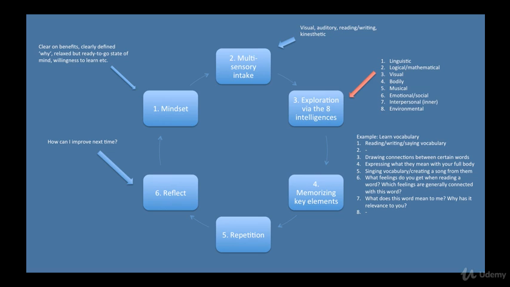You can see that the 8 intelligences are numbered. So 1 is linguistic, 2 is logical, 3 is visual, 4 is bodily, and I did the same thing down there at the example. So number 1 is linguistic, number 2 is logical/mathematical, 3 is visual, 4 is bodily, and so on and so on. Now let's actually look at the example, learn vocabulary, from the first intelligence, which is the linguistic intelligence.